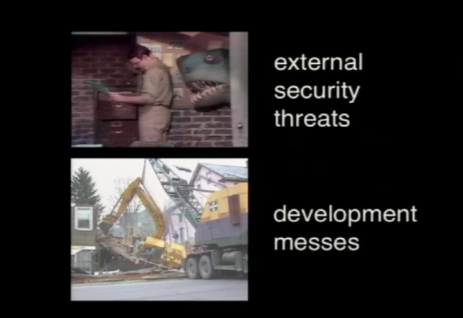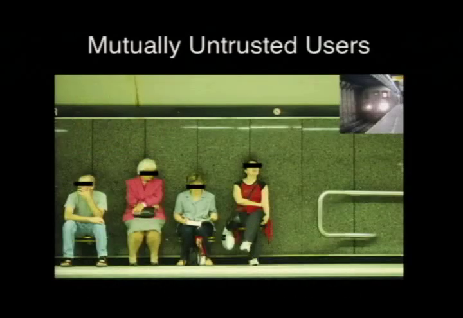Okay, external security threats, why we're all here, making development messes. But the real focus of why jail was created in the first place is to deal with a problem of mutually untrusted users. These are a bunch of capture the flag participants from DEFCON 11, right? And that's what you usually think of with mutually untrusted users: us. But it was designed for these mutually untrusted users, a bunch of people using computers for various purposes.